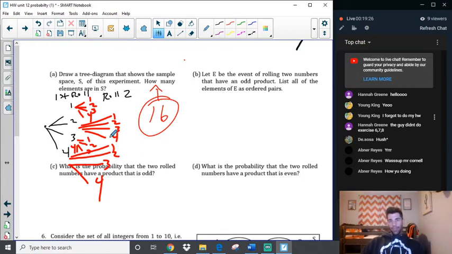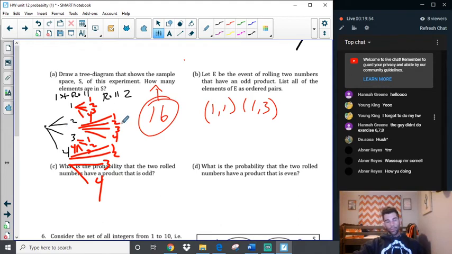B, let E be the event of rolling 2 numbers that have an odd product. So product means to multiply, so when you multiply the 2 numbers, and they want to know, list them as an ordered pair. So if you could just roll them. Well, 1 times 1, that's odd, so 1 and 1. 1 times 2, 1 times 3. Okay, 1 times 4. Okay, those are the ones that were odd from rolling a 1.